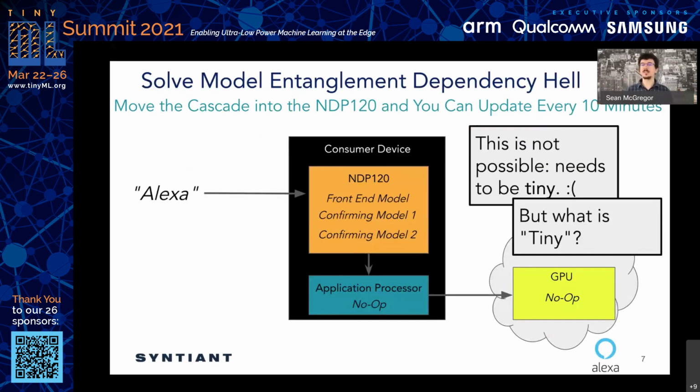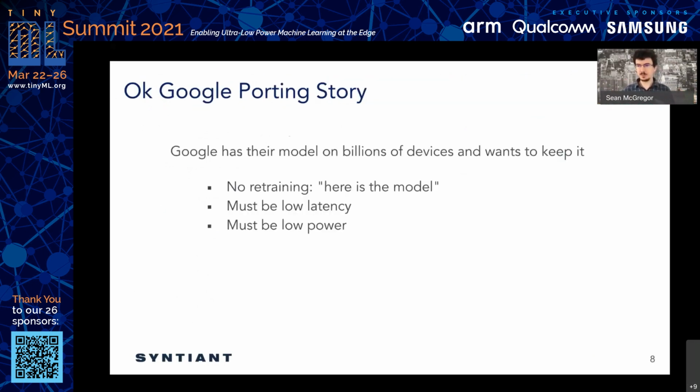But what is tiny at this point? To explore this question, I'm going to bring in the OKG model, which is an engineering activity that we were looking at in the past few months. And this is a model that's running on billions of devices. Google really has a run-it-or-leave-it philosophy for it. They don't really want to retune their collective system for every device that they ship.